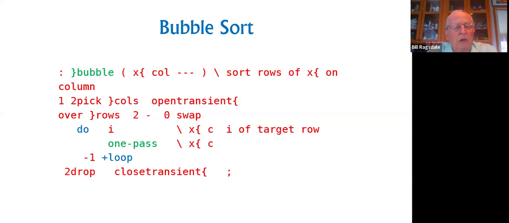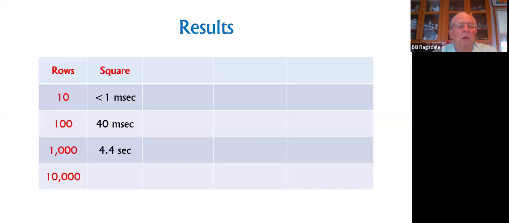We do one pass, and then the -1 plus loop gives us the diminishing loop value. So every time through this loop, we go one value less. And you see the open transient and closed transient specifies the one intermediate row that is used on a scratch basis.